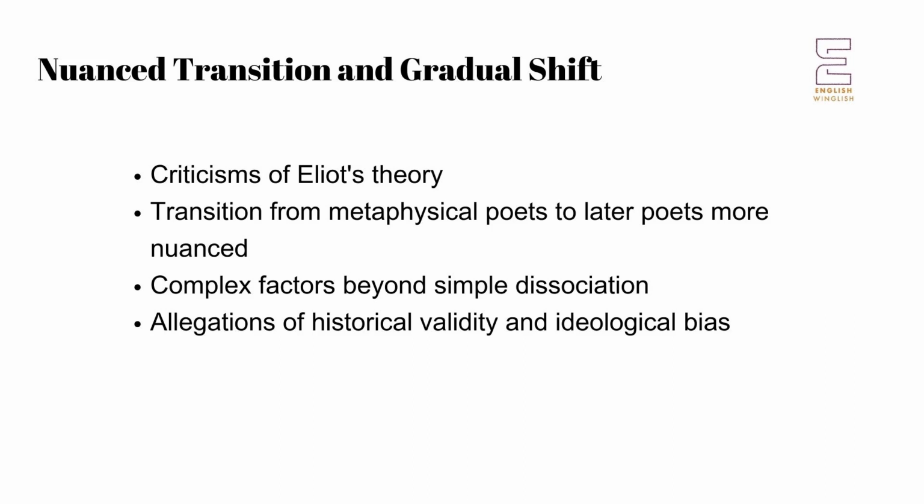Nuanced transition and gradual shift. However, Eliot's theory has faced significant criticism. Some scholars argue that his historical claim of a sudden and continuous dissociation of sensibility is invalid. They suggest that this idea was formulated to suit Eliot's conservative political and social views and to justify his personal poetic preferences. Critics point out that the transition from the metaphysical poets to the poets of later centuries was more nuanced and gradual, involving multiple complex factors beyond a simple dissociation of sensibility.